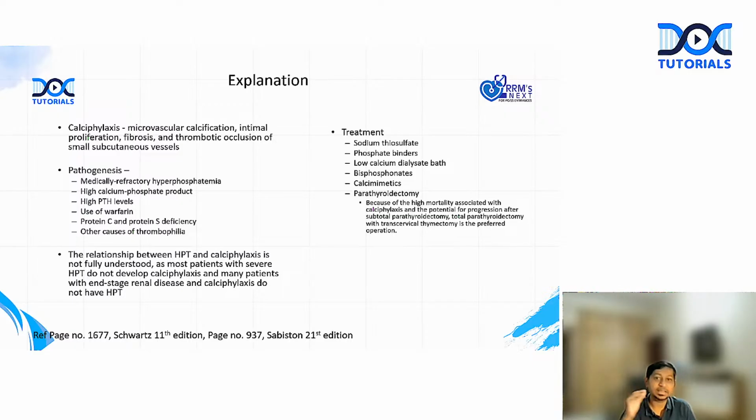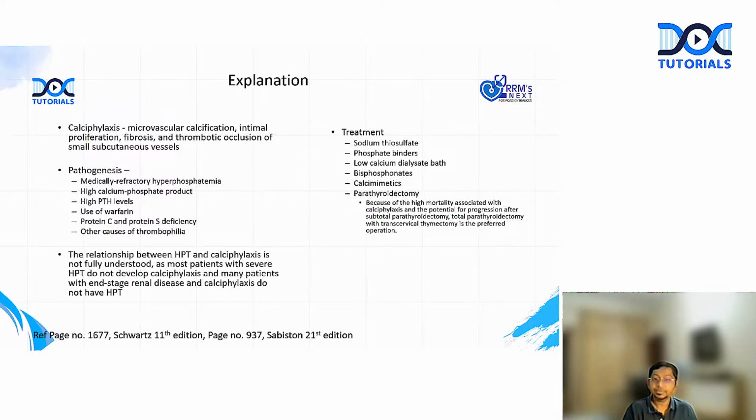So basically, calciphylaxis is calcification within the microvasculature that is supplying the subcutaneous plexus. So there is increased calcium deposition, there is intimal fibrosis, and there is thrombosis that occurs within the subcutaneous vessels. So usually this is associated with hyperphosphatemia that is refractory to medical treatment. So despite giving phosphate binders, the patient has hyperphosphatemia. Calcium as well as phosphate is elevated, so you have a high calcium phosphate product, very highly elevated PTH levels, sometimes use of warfarin, which can also have a prothrombotic effect. Protein C or S deficiency, again prothrombotic, and other thrombophilic states can also cause calciphylaxis in the background of secondary hyperparathyroidism.